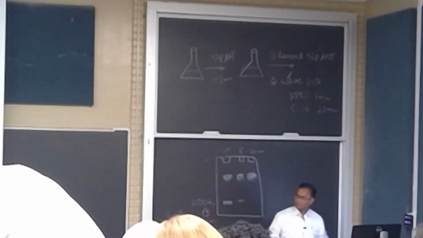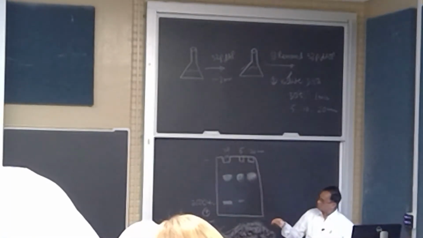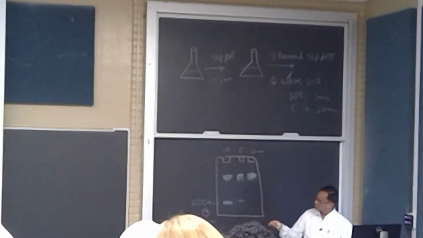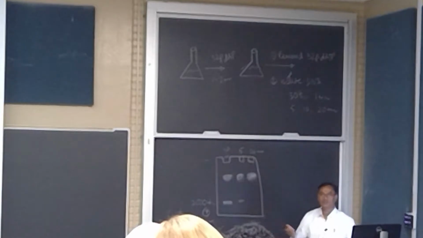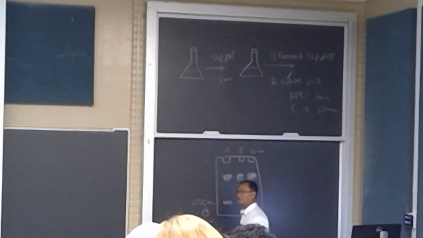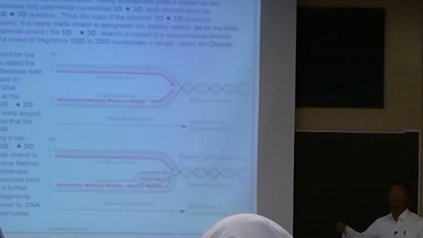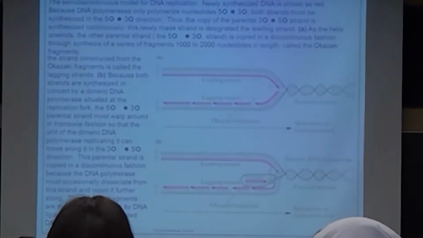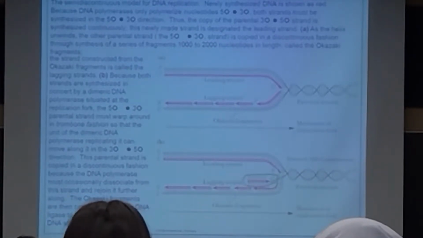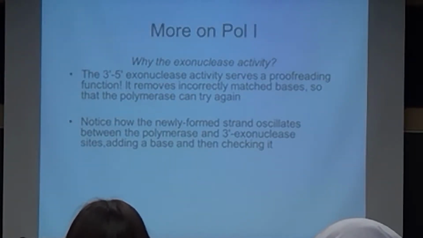So Okazaki fragments are produced in the lagging strand synthesis, short stretches of oligonucleotides. It's not really a short stretch, it's about 2000 nucleotides long, and eventually they get ligated. We'll talk about how they get ligated. So know this mechanism of DNA replication.